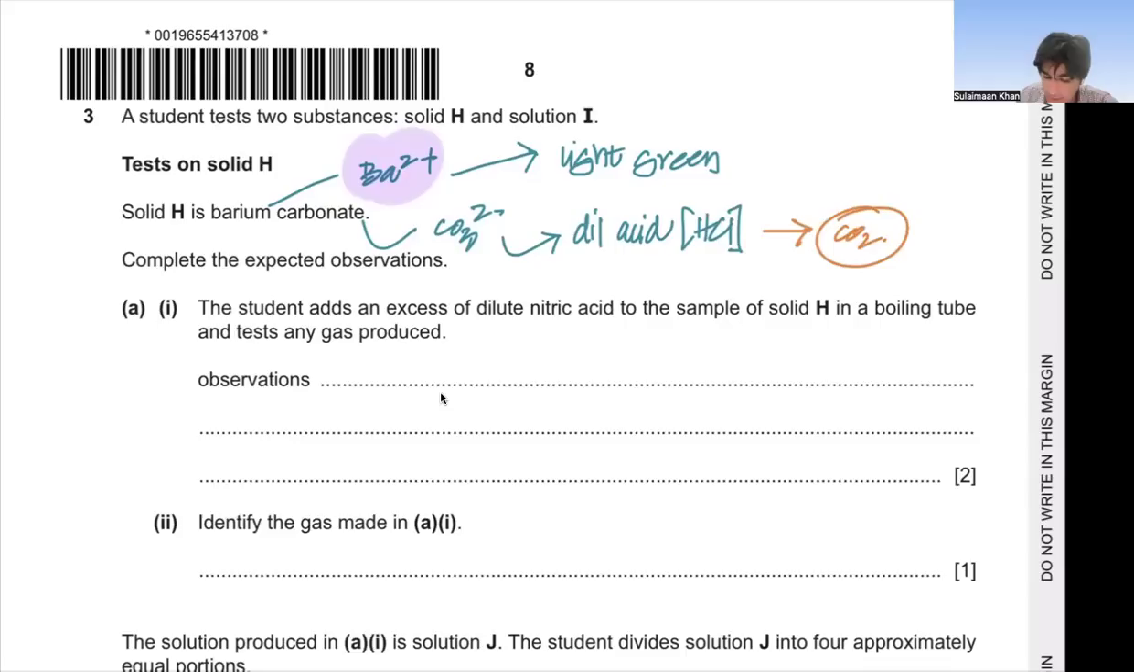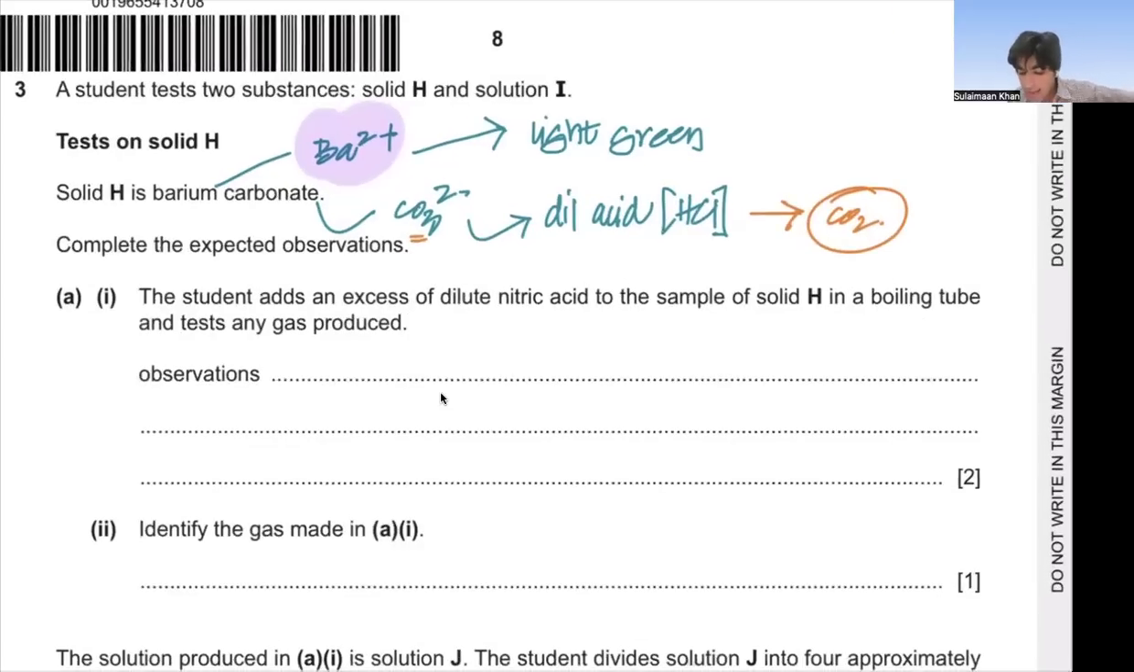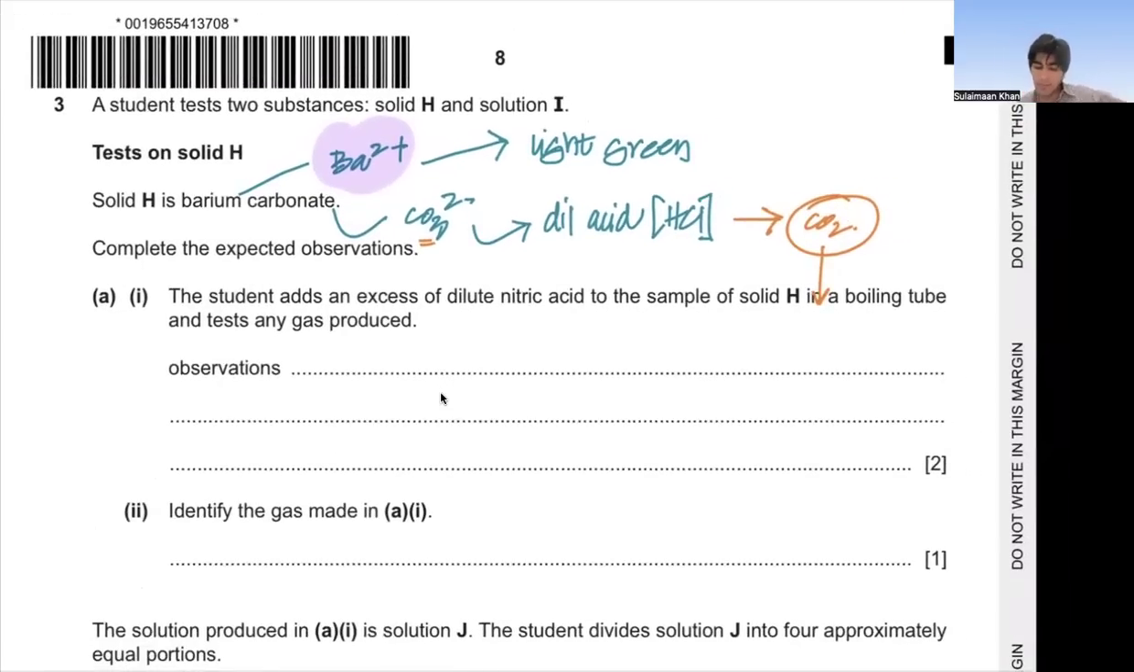Because of this carbonate, carbon dioxide forms, and this carbon dioxide turns lime water milky when you bubble it through. So that's the test for carbonate ion, and that will in fact confirm the carbonate ion's presence.